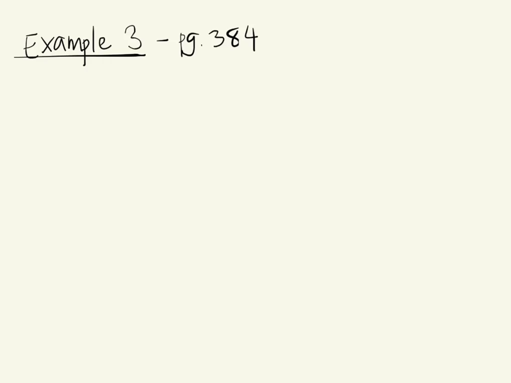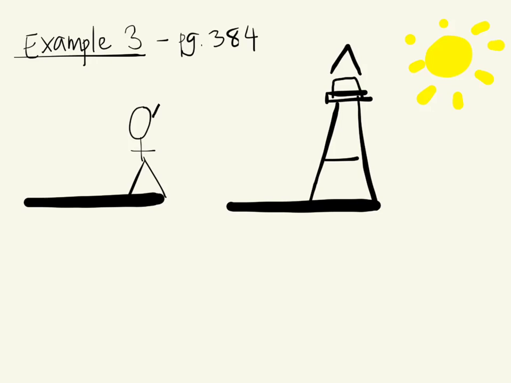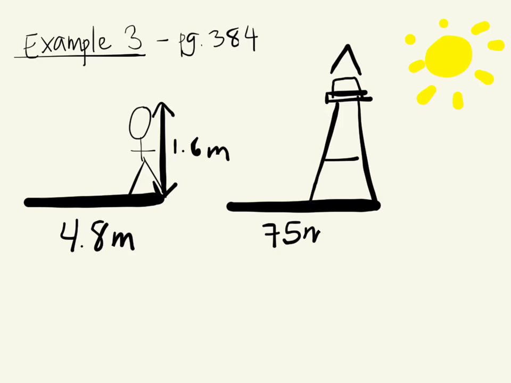So we're going to draw a picture of Shiva and the lighthouse. We know her height. How tall is she? 1.6 meters. And she's measured her shadow. What is the length of her shadow? 4.8 meters. She is also able to measure the shadow of the lighthouse, which is what? 75 meters is the length of the shadow of the lighthouse. We're trying to find the height of the lighthouse.